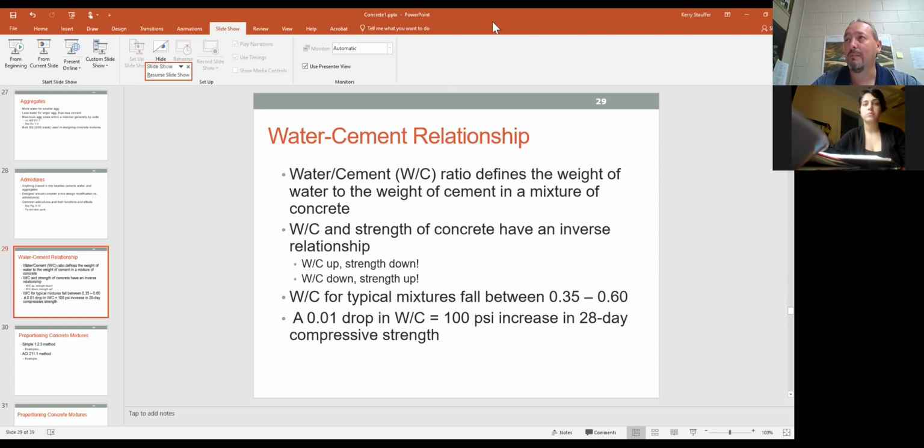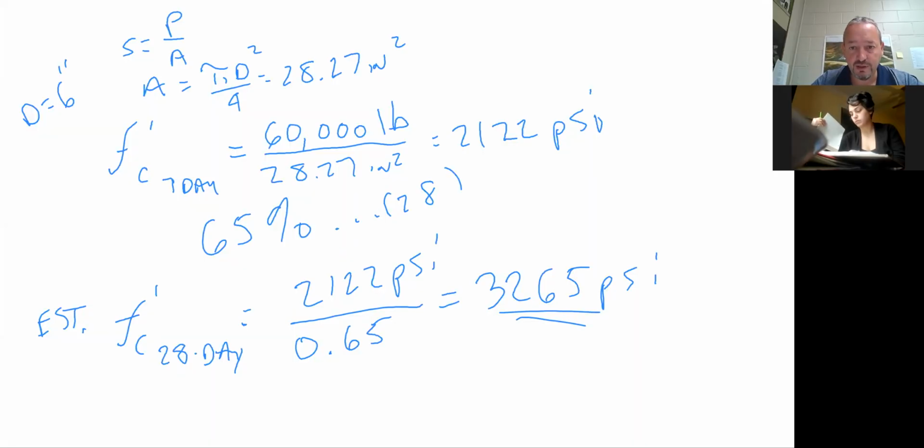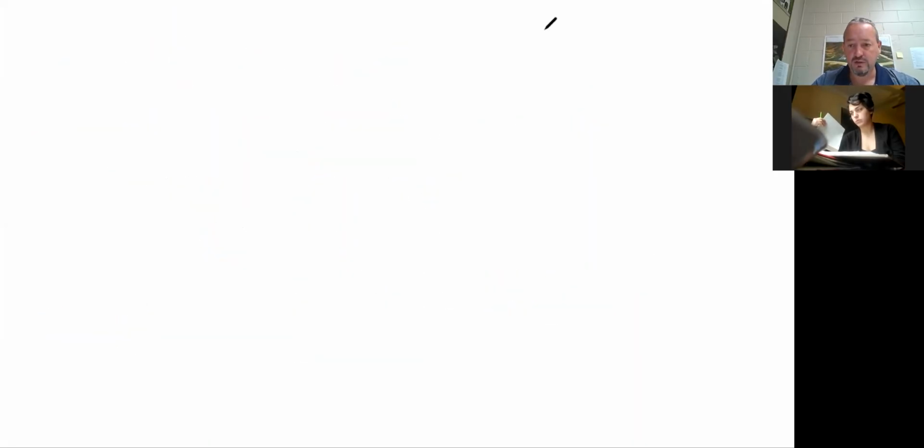Now, I want to go over that calculation real quick because it's something that we're going to use when we do our proportioning of our concrete mixes. So I'm going to pull this back up and clear that out. Can you see that okay, the whiteboard? Okay, good.